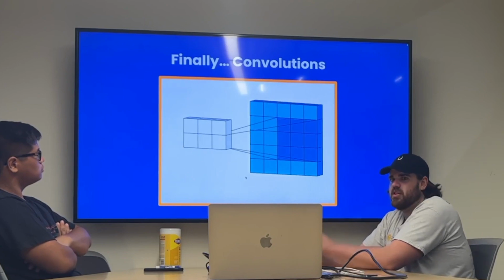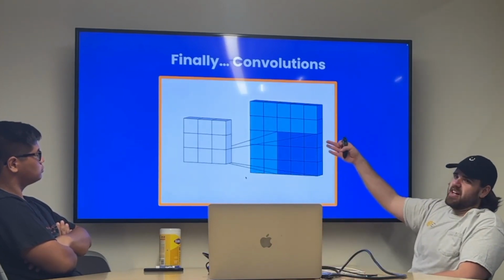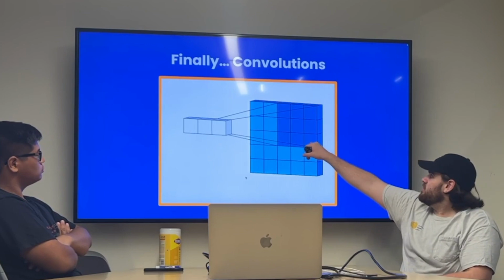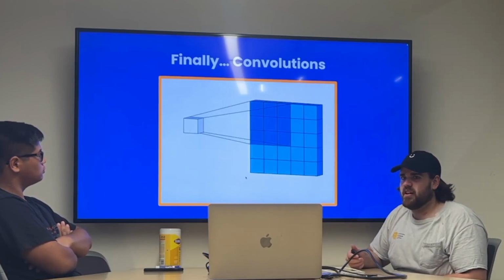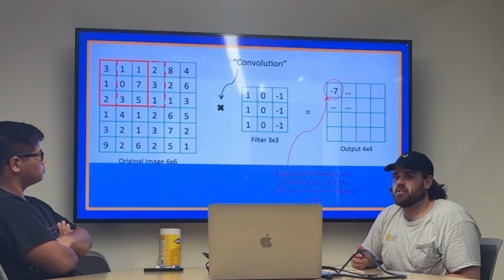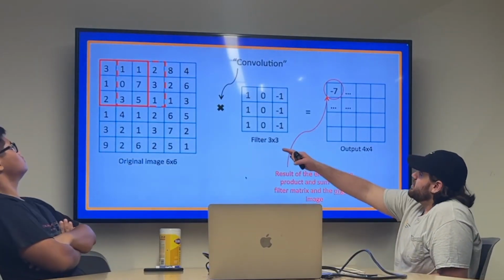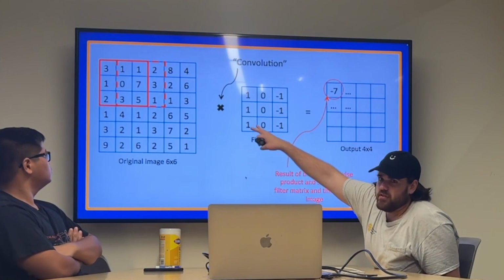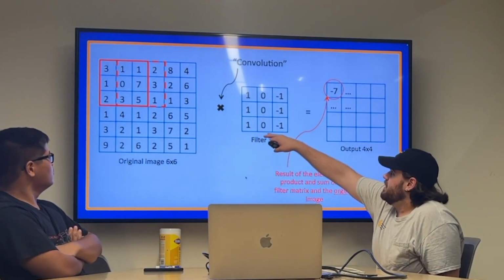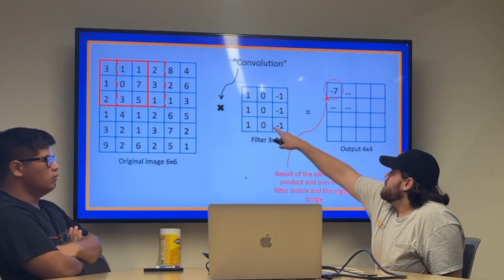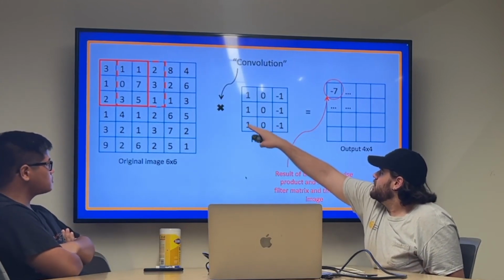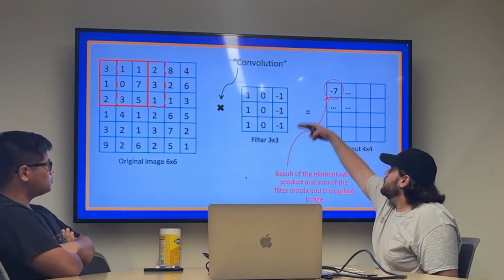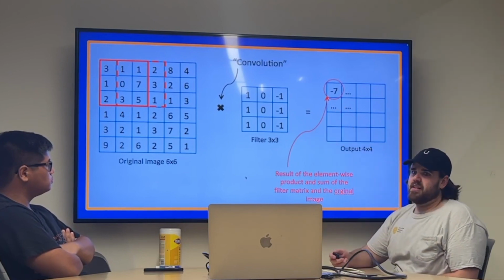Finally, convolutions. Convolutions are a sequential thing where each of the values in a filter goes through and filters the pixel data. So this is an example of a convolution. If you look at the slides, this might be hard to read. If you go through, you multiply the filter with its corresponding value, and then you add them all up, and you get -7.